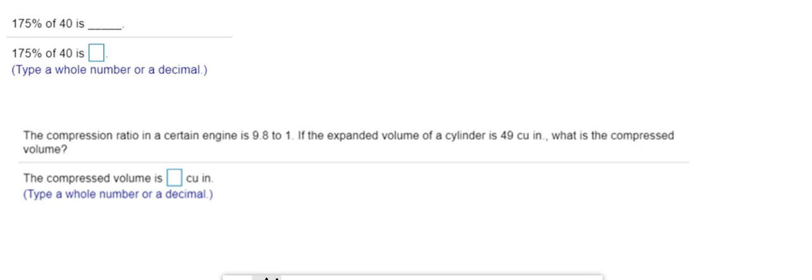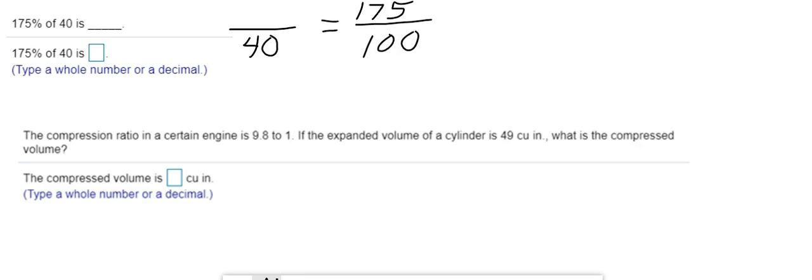175% of 40. I'm going to use that PBR formula. 100 always goes there. The 175 goes on top, and the "of 40" tells us our base in that formula is 40, and the P is what we do not know. What number of 40 is 175%?